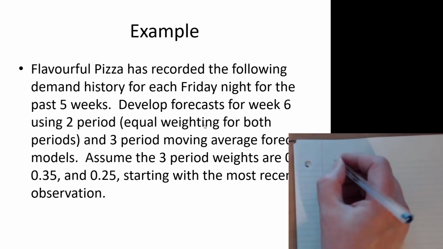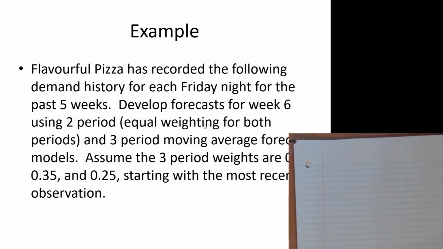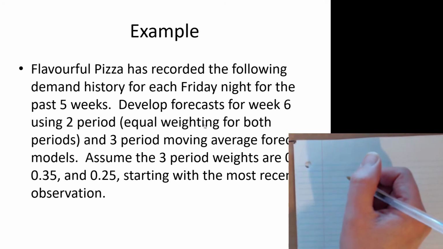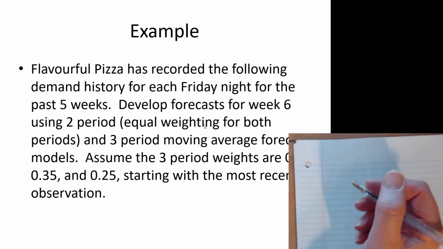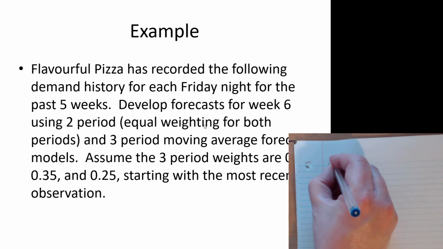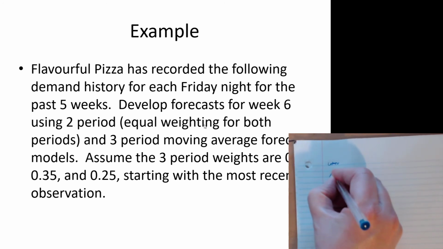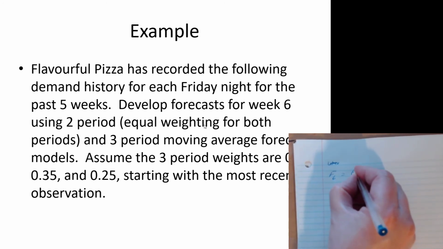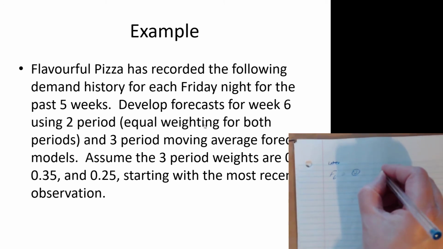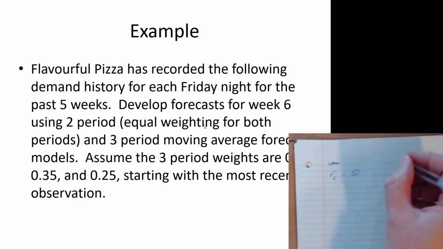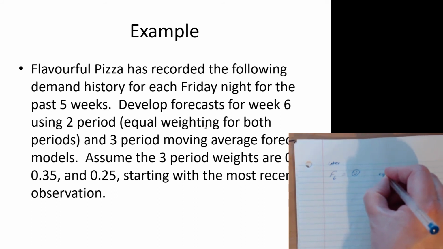Okay. So let's go with the example of Flavorful Pizza. Flavorful Pizza has recorded the following demand history for each Friday night for the past 5 weeks, and we're going to develop forecasts for week 6. So we want a forecast for week 6. This is what we're interested in. Using a 2-period equal weighting for both periods, and a 3-period moving average forecast model, assume the 3-period weights are as stated.